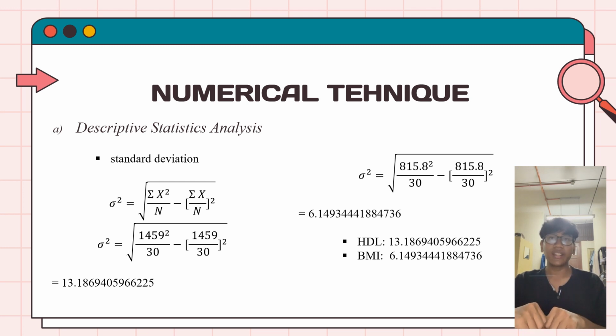A higher standard deviation suggests greater variability in the data, while a lower standard deviation implies more consistency. This insight into the spread of HDL and BMI values provides valuable context for understanding the distribution and variability of this variable within the dataset.